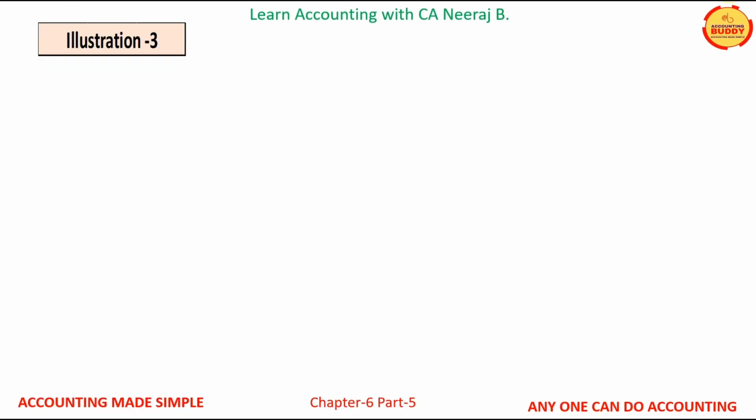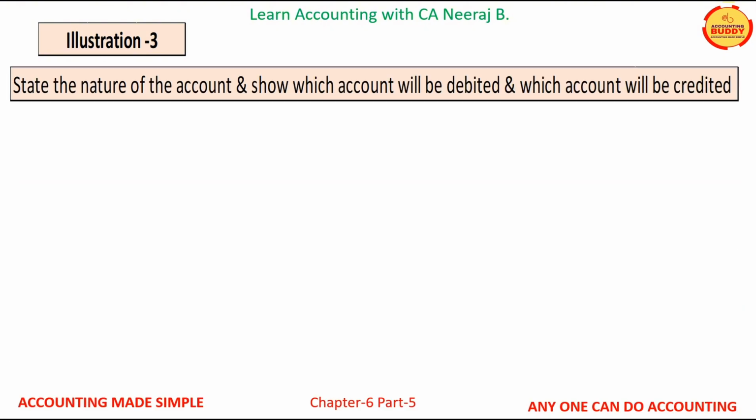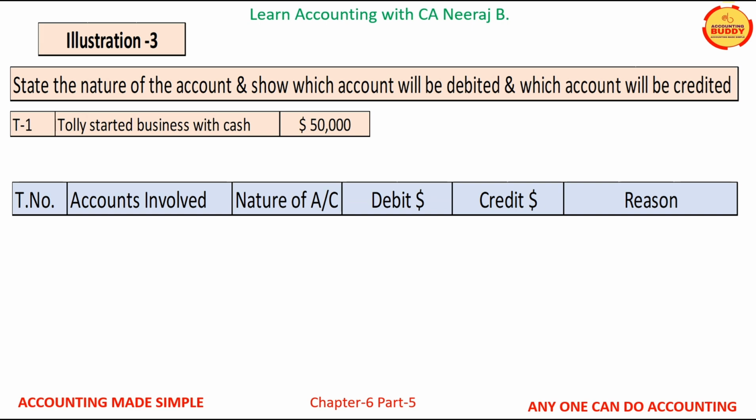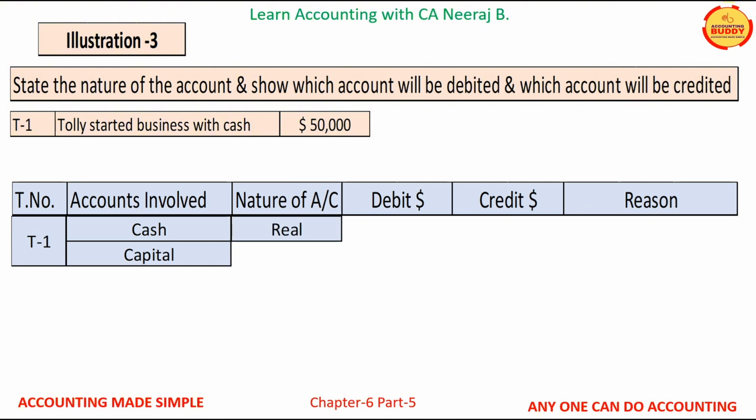Let us discuss another illustration. State the nature of the account and show which account will be debited and which account will be credited under traditional classification of accounts. Transaction T1 is Tuli started business with cash of $50,000. If we analyze this transaction, the two accounts getting affected are cash account and the capital account. Cash being an asset is a real account and capital is a personal account.